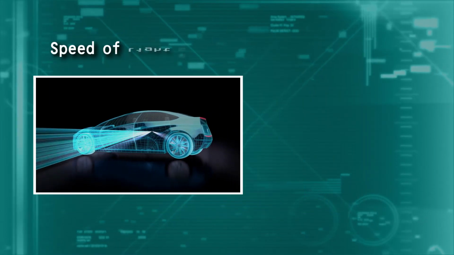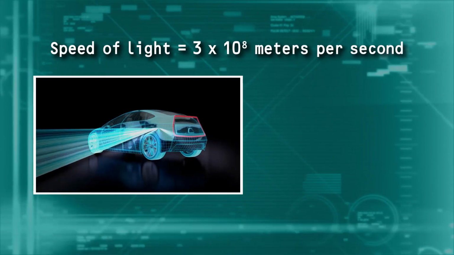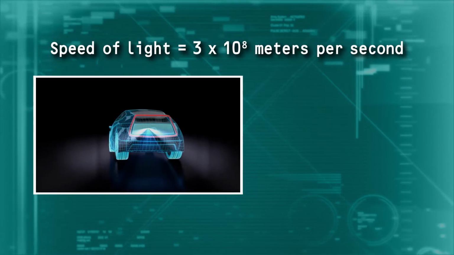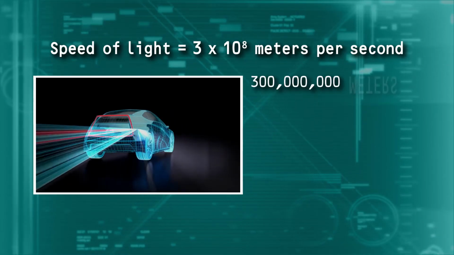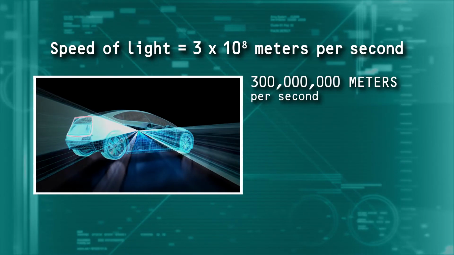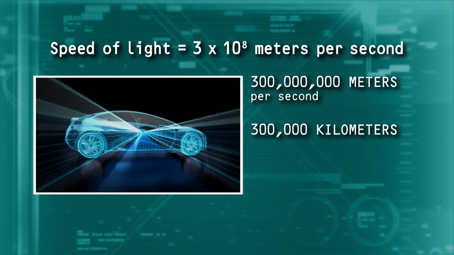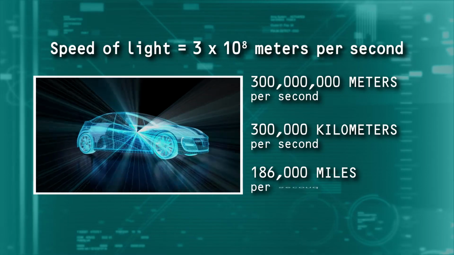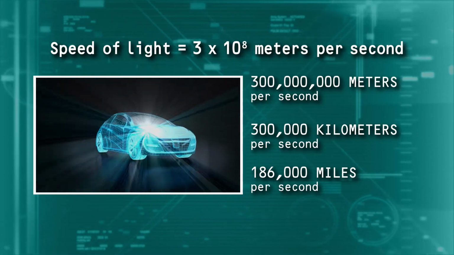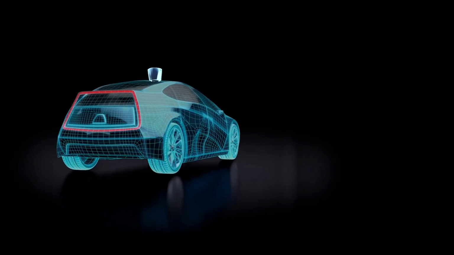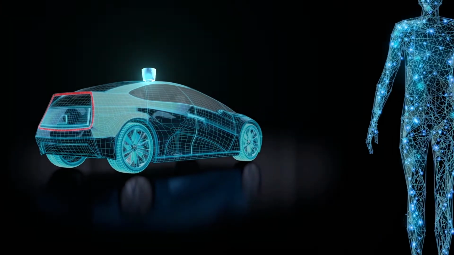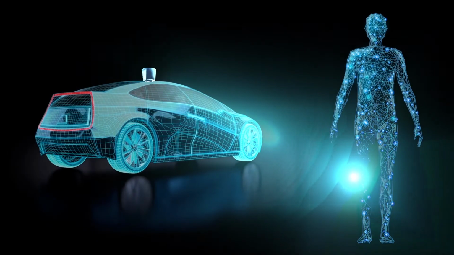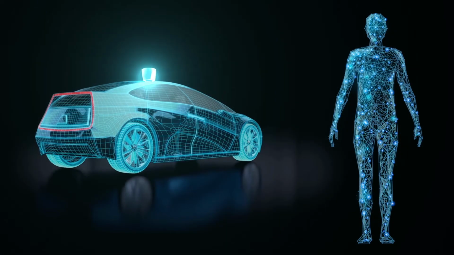Light in air travels 3 times 10 to the 8th meters per second. In other words, it travels 300 million meters every second, or 300,000 kilometers per second, which is the same as 186,000 miles per second. The sensor times how long it takes the light to travel out to an object, then bounce off and return back to the sensor.